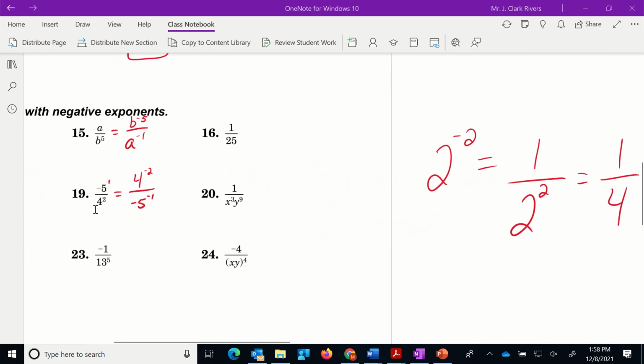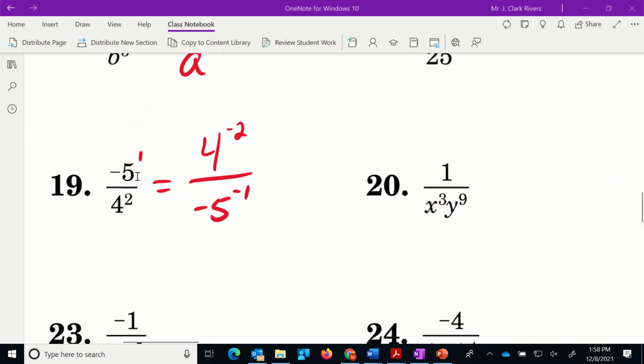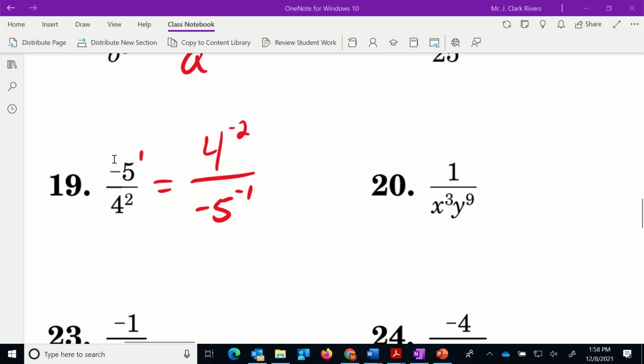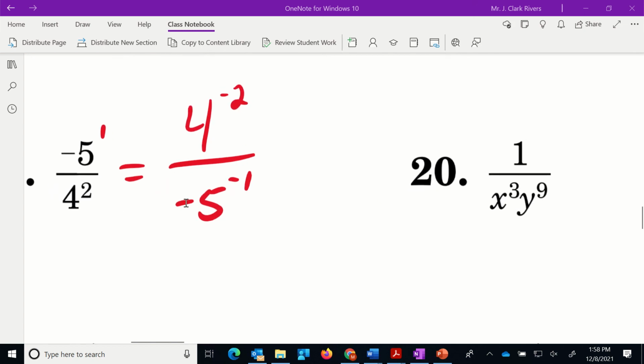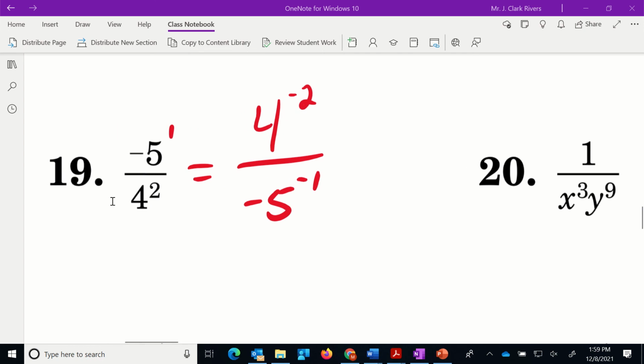And there was some confusion on number 19, because yes, negative 5 is a negative number. It's taken to the power of positive 1, though. So when we move it to the other side of the fraction, negative 5 doesn't change its sign. Negative 5 remains negative. The only thing that changes sign is the exponent. So number 19, 4 to the power of 2, you bring it up, you get 4 to the power of negative 2. Negative 5 to the power of positive 1, you bring it down, you get negative 5 to the power of negative 1. There you go.